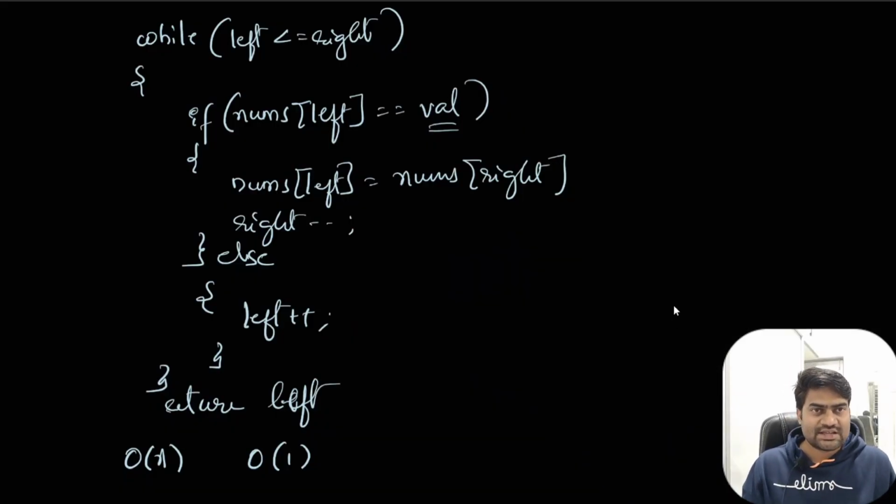Now we discussed two optimal solutions, right? What is the difference between these two optimal solutions? The first optimal solution keeps the order of numbers in the array, but the second optimal solution does not keep the order of numbers in the array. Why? Because we are randomly taking the number from the right and inserting it wherever we get val. That is the main difference between the previous optimal solution and this optimal solution.